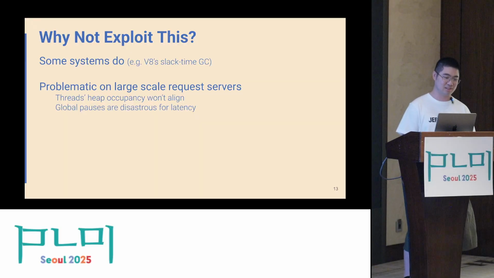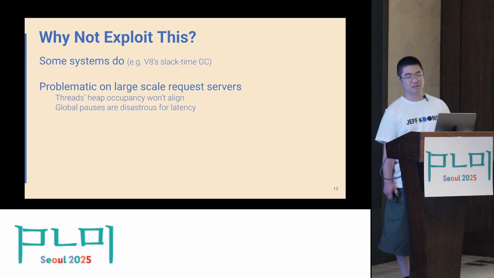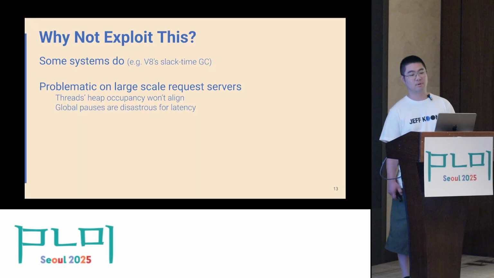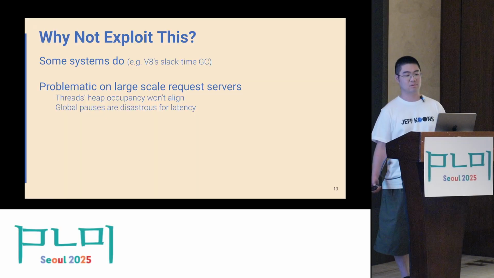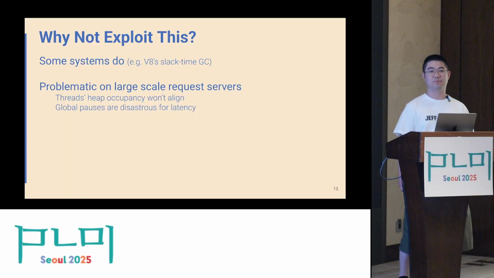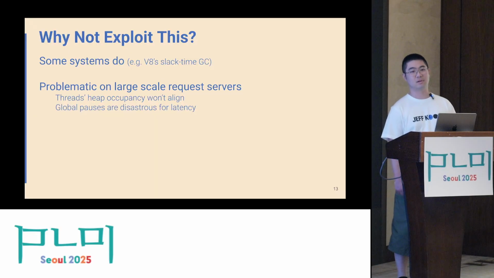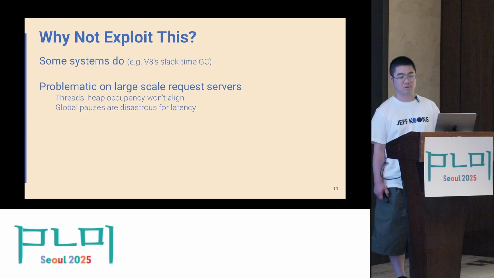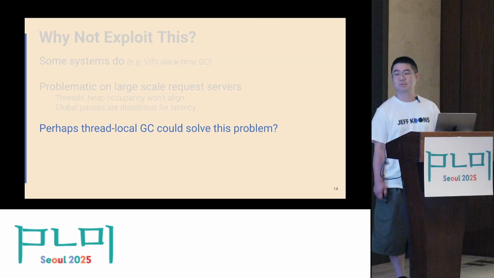But unfortunately, it's not, because in a multi-threaded context, thread heap occupancy won't align. So you won't be able to find a point where all threads have just finished their requests. Naively triggering a GC when some requests have finished is more likely to interrupt many more threads in the middle of handling requests, and this is disastrous for latency. So it looks like what we really need here is a thread local GC that allows each individual thread to collect its own garbage without interfering with each other, right?